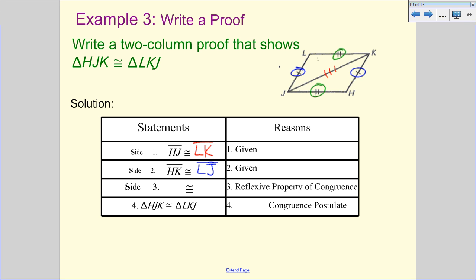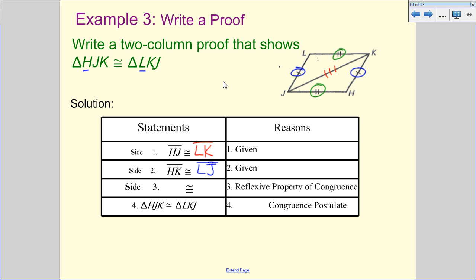And we know to list L first because H is first here and L is first in the triangle we're trying to prove. So that tells me H and L are the corresponding angles there. How do I know that HK is congruent to LJ? They're marked as being congruent. That's given.